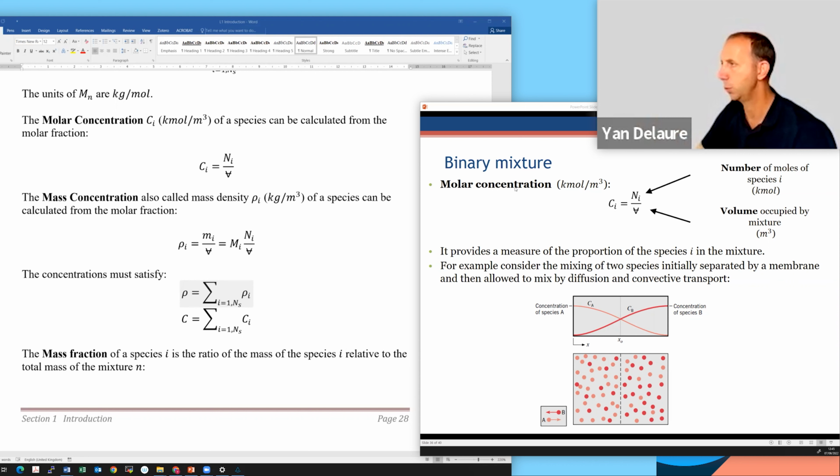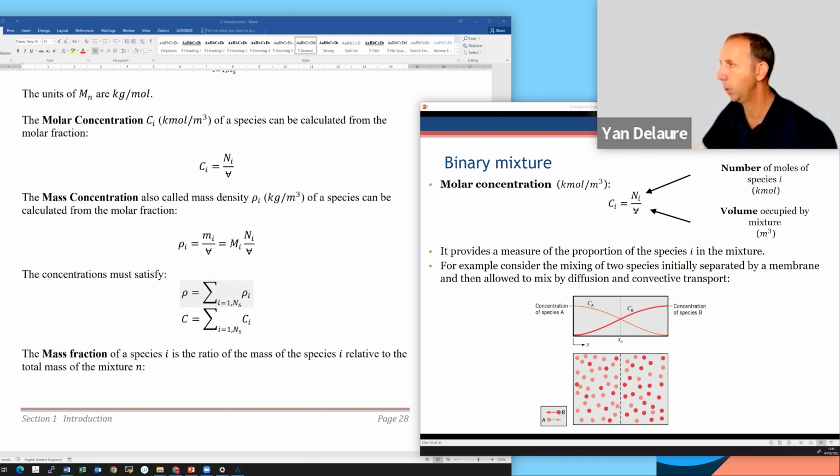call the molar concentration. Written with a capital C, the units are kilomole per meter cube, and essentially it represents the number of moles of a species, it could be A or B or C and so on, per unit volume of the mixture, not of the species, of the mixture, but essentially the species occupies the same space as the mixture, except it's more sparse because it's distributed across a wider area, or that's a way of saying it, but essentially you use the mixture volume.